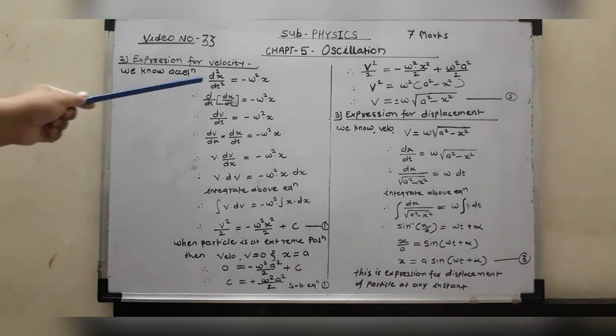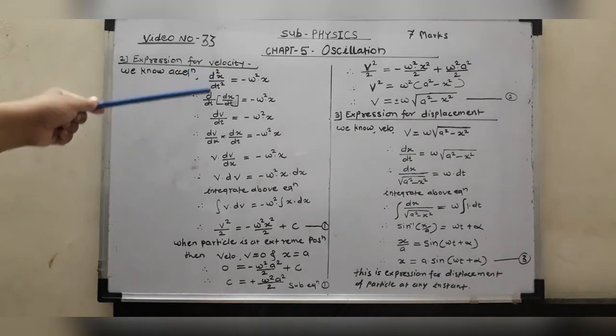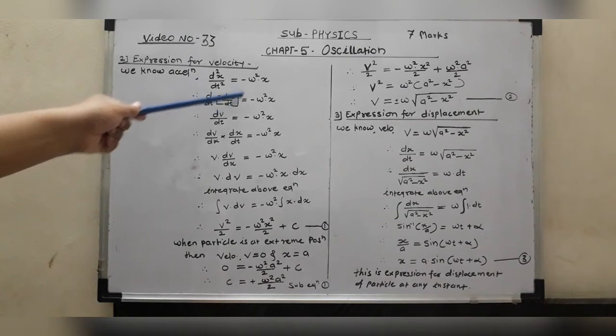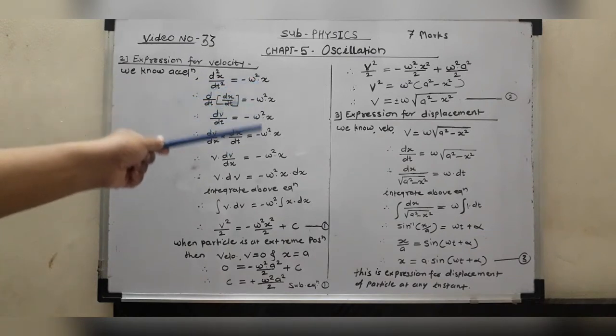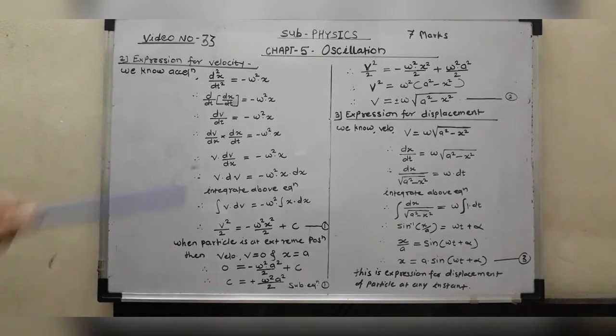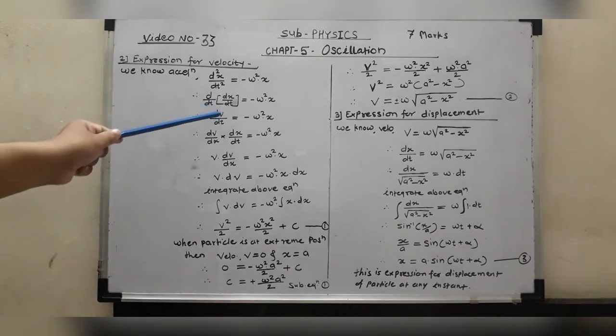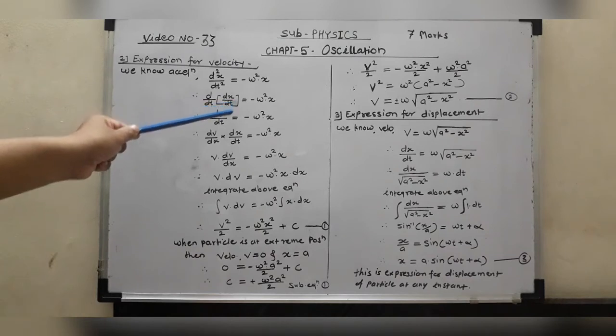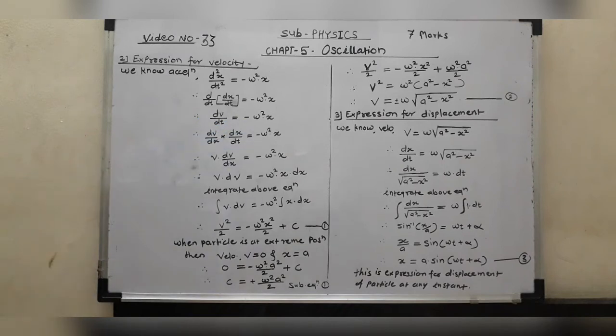Then we can split the term d2x by dt square in such a way that d by dt of dx upon dt is equal to minus omega square x. Then again dx by dt is nothing but the rate of change of displacement with respect to time, which is the velocity, so we can write dv upon dt is equal to minus omega square x.